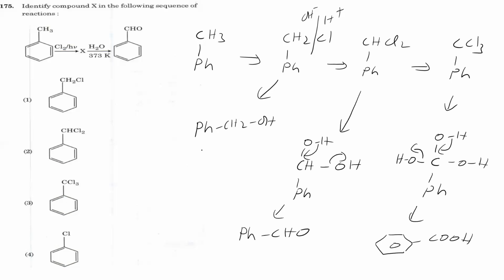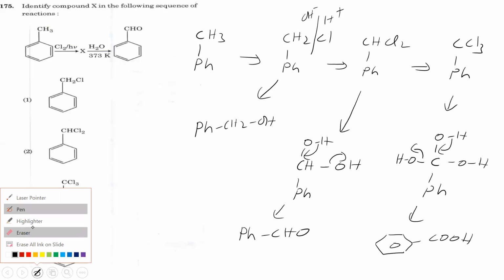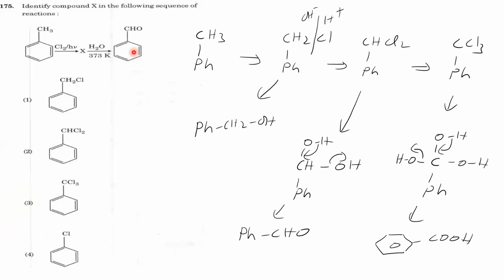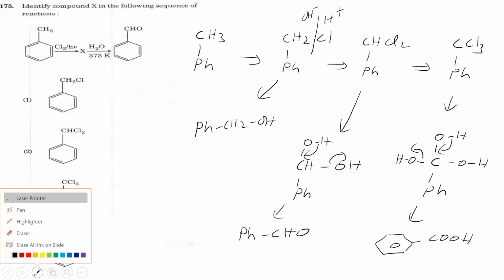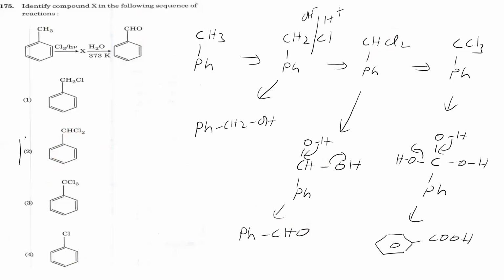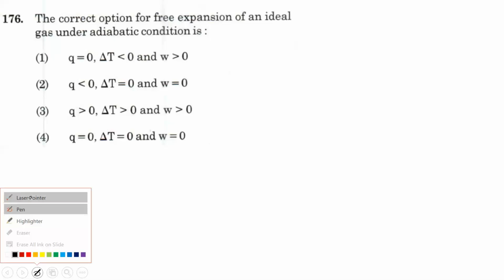So here what compound do we have to get? Benzaldehyde we have to get, which means dichlorination should be possible. Dichlorination is possible in the second option. Therefore, we can say the second option is the answer for this question. Okay. Next we will go to the next question.